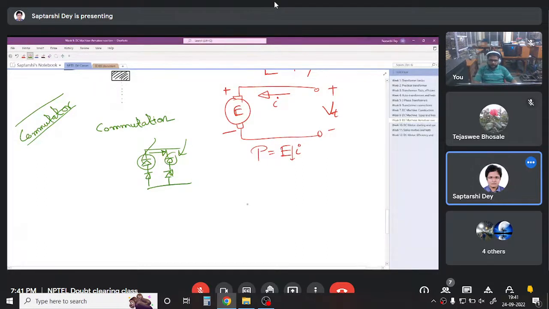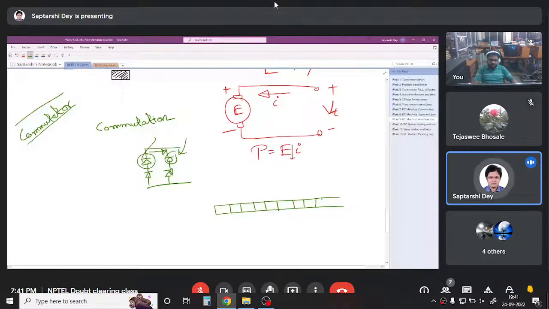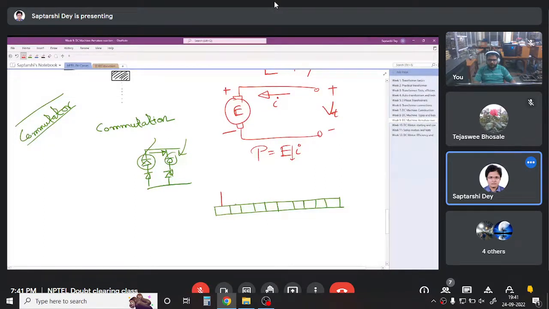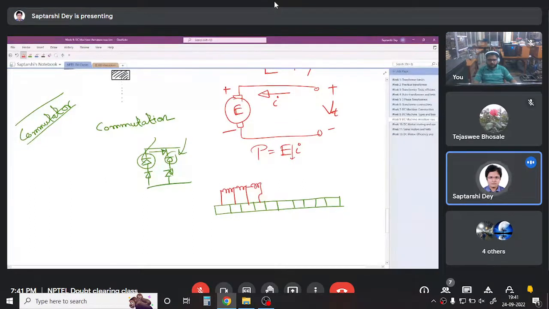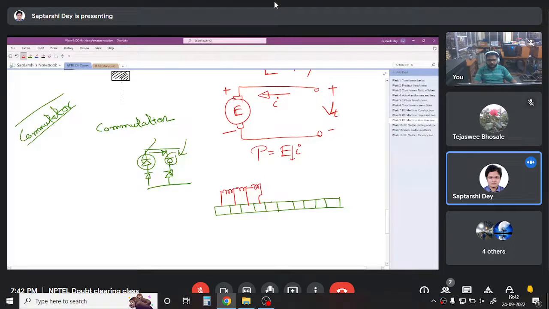So let me quickly draw the developed view of a commutator. What is a developed view? We have already discussed in the very first class of DC machine. There is a developed view of commutator. Now suppose we have windings connected like this. So like this, the windings are connected.